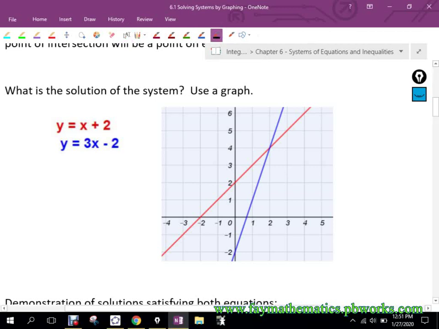Okay? So what that means to us is, would you agree, that point 2, 4 is on the blue line? And the red one. And it's a point that's on the red line. And it's the one and only one point that is on both, right?